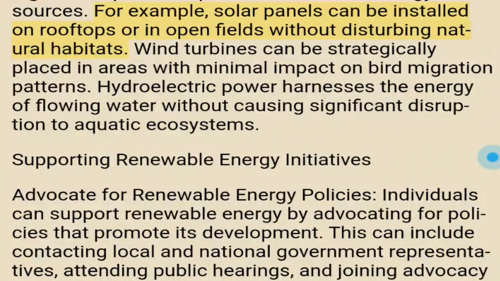For example, solar panels can be installed on rooftops or in open fields without disturbing natural habitats. Wind turbines can be strategically placed in areas with minimal impact on bird migration patterns. Hydroelectric power harnesses the energy of flowing water without causing significant disruption to aquatic ecosystems.